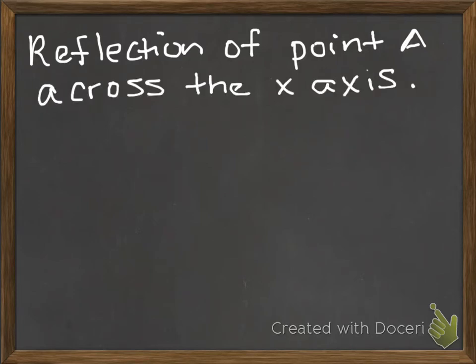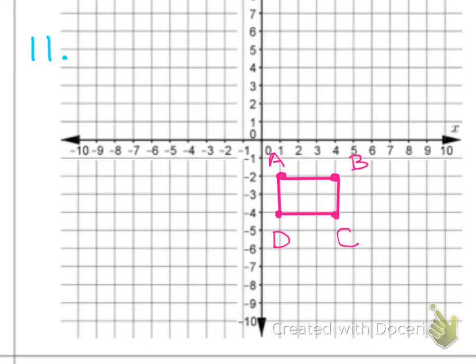So now that we know we're going to have to find a reflection of point A across the x-axis, we're going to go ahead and go back. We're going to look for our point A. So you can see that it's right there where it's labeled as A. Then we need to find the x-axis. Notice I've circled it here in green.